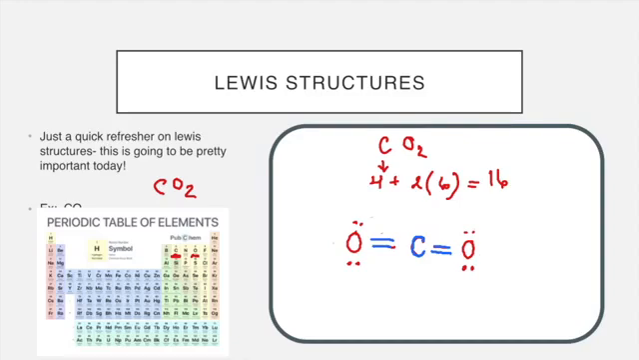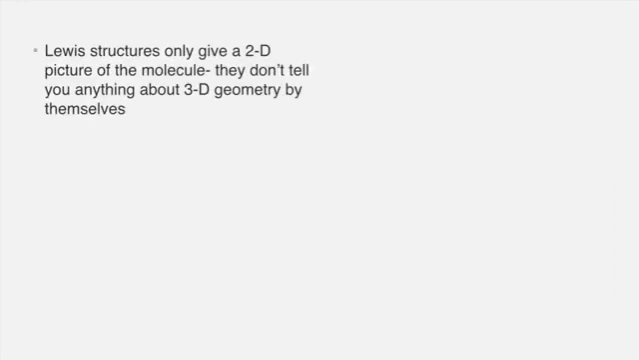Lewis structures are actually very useful in VSEPR theory. When you draw a Lewis structure, it only gives you a 2-dimensional picture of what the molecule looks like. It's flat. They don't really tell you anything about the 3-dimensional geometry by themselves. When I say 3-dimensional geometry, I'm talking about the overall 3-dimensional shape of the molecule. Obviously, because we live in a 3-dimensional world, molecules are going to take up 3-dimensional shapes.